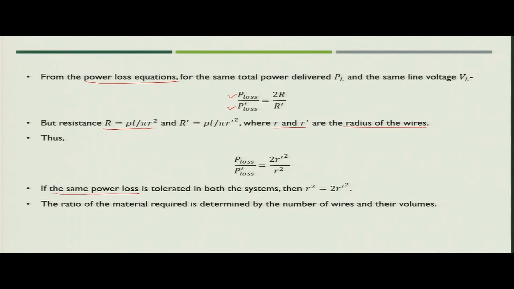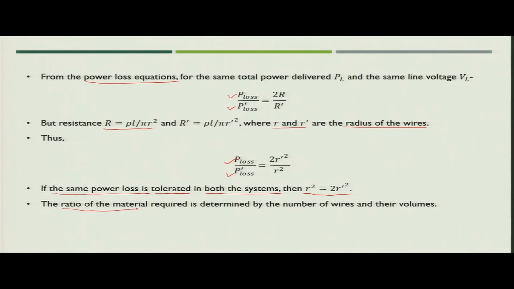Now, if the same power loss is tolerated in both systems, whether single phase or 3 phase, the total loss in the system is the same. That means P loss will be equal to P dash loss. So, when P loss equals P dash loss, R square will be equal to 2 times R dash square.